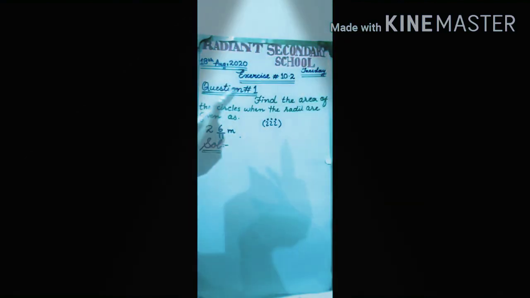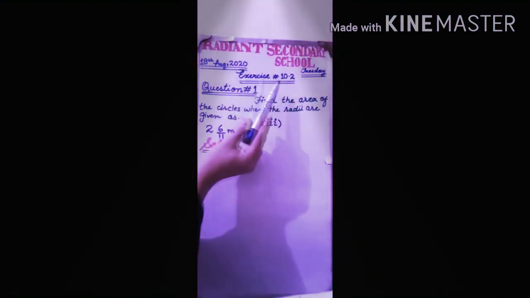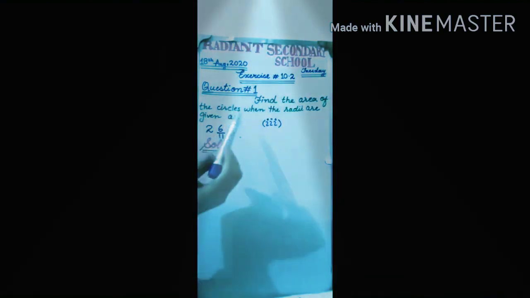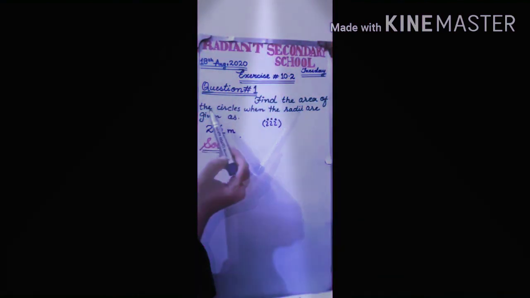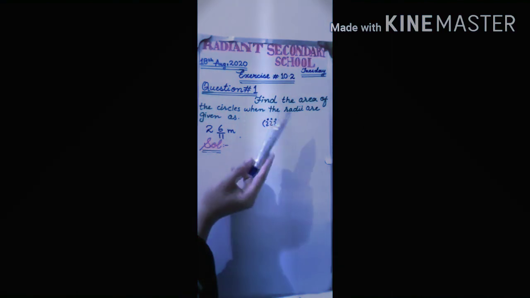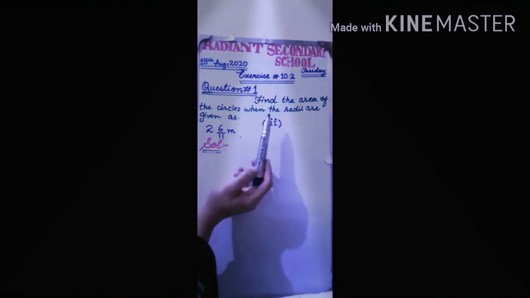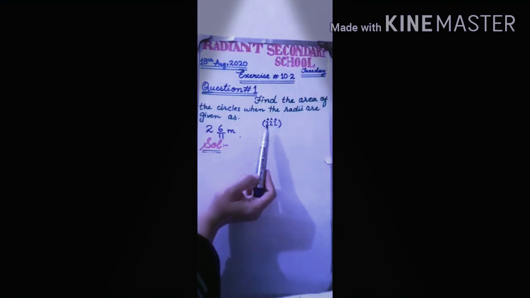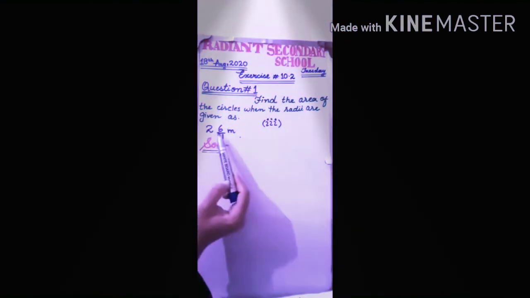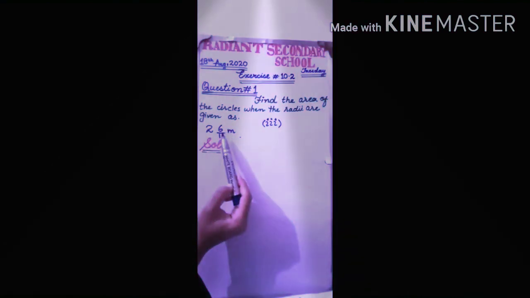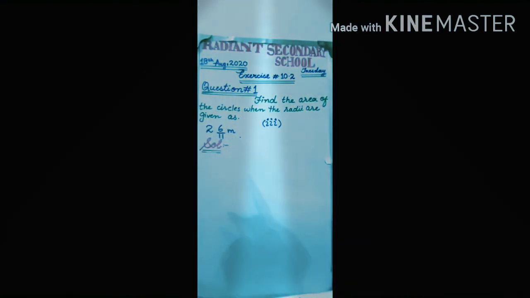Today we have to start exercise 10.2, question number 1. Find the area of the circles when the radii are given as. In this question, radius is given. We have to find area of a circle with the help of radius. In the third part, radius is given as 2 whole 6/11. That is our radius, and it is present in the form of a mixed fraction.